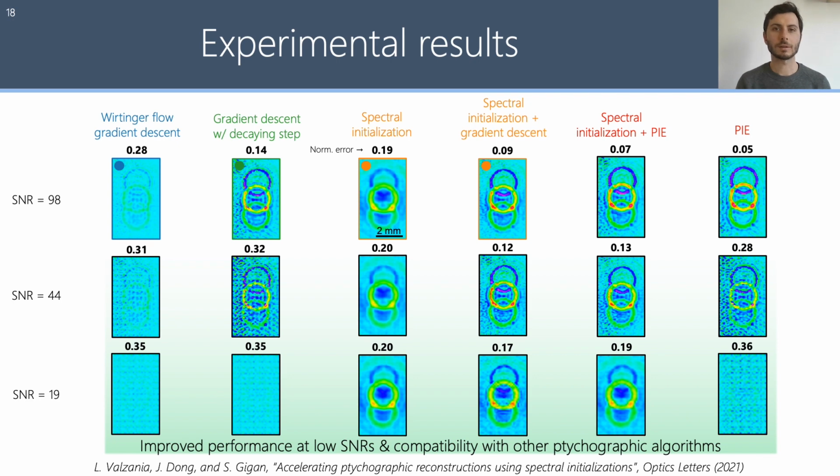Now, although spectral methods were conceived to complement gradient descent algorithms, a spectral estimate may be used as an initial guess for any iterative ptychographic algorithm. And here we show the same comparison with reconstructions obtained from a PIE algorithm with and without a spectral initialization. Even in this case, spectral initializations managed to drive reconstructions beyond local minima, especially with higher amounts of noise.